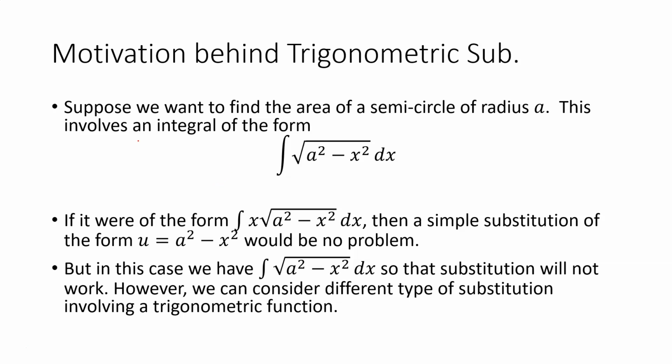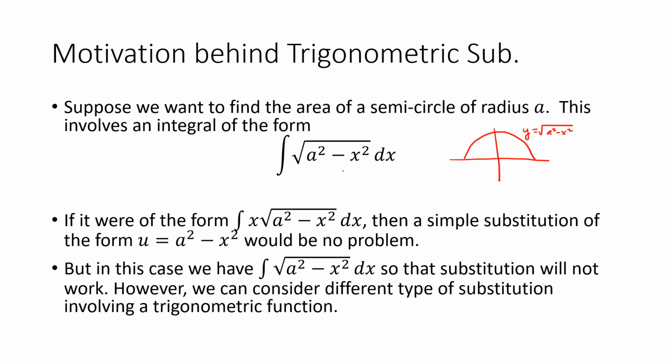And so to motivate the idea a little bit, let's consider this integral of the form square root of a squared minus x squared. And this has a nice geometric interpretation. It's the integral that would tell us something about the area under the semicircle given by that equation. So if I were to try and say something about the area under this semicircle, I would need to evaluate this integral.